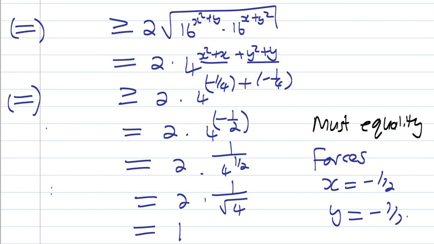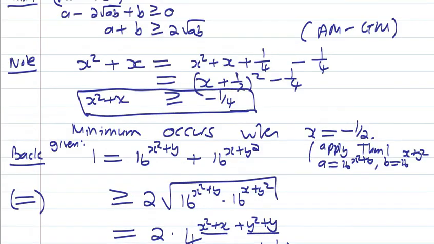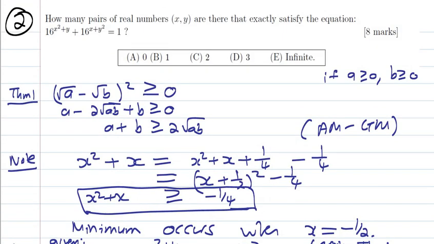So it forces y to be minus a half. So we see there's only one single pair, where both x and y are minus a half. And so the answer to this question is B. So this odd looking problem, this interesting looking problem, this intriguing looking problem, the answer is B.